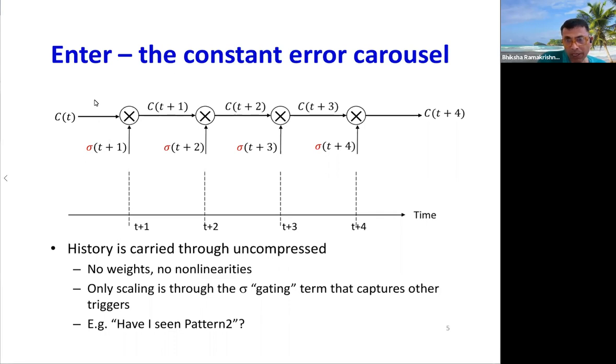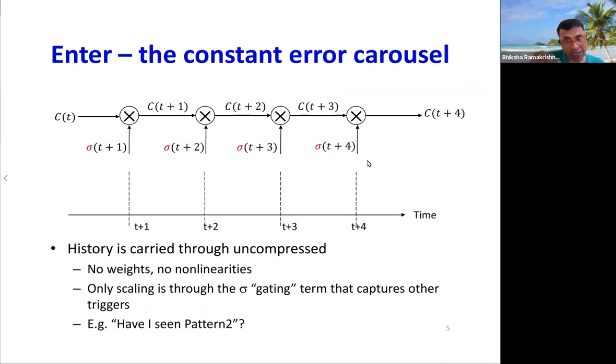The history C_t over here is computed from the input, and it's carried through uncompressed by weights and unmodified by activations. Instead, at each time, there is this operation over here, which I've represented as a multiplication, which is controlled by this gating term over here, which in turn is based on a number of factors, including the current input and the current context. Now, again, here I'm only showing a single line, but the line actually represents a bank of lines going into the slide.